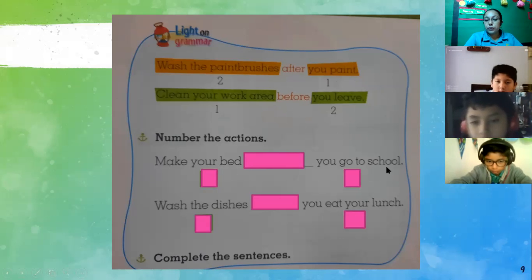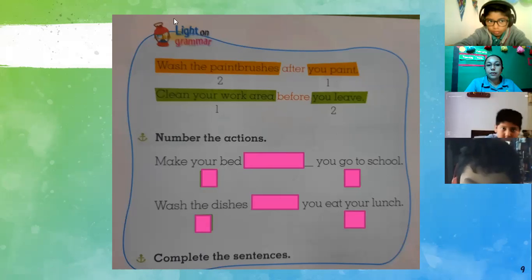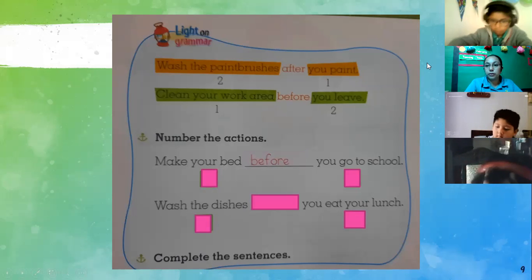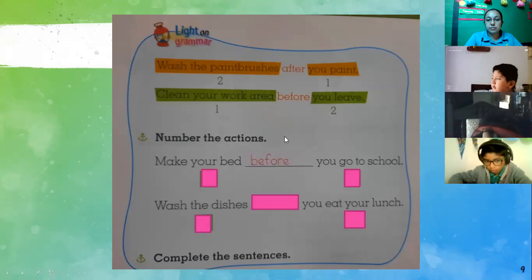Make your bed after you go to school or make your bed before you go to school? What do you consider, after or before? Okay, Ivania says before, Carlos says before. Okay, excellent. Before, exactly. Make your bed before you go to school. Okay, antes.